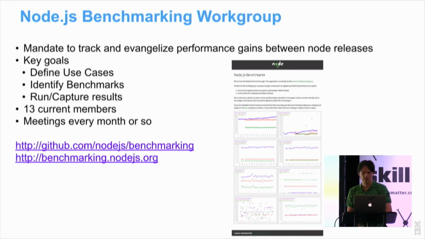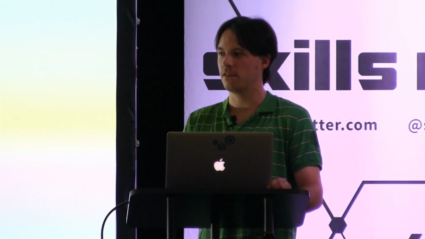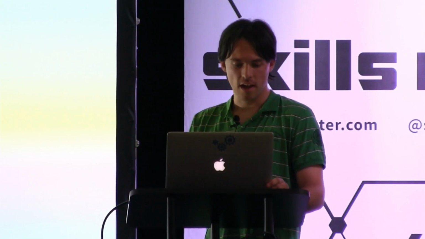The next bit I want to talk about is what we've been doing in the Node benchmarking workgroup. The workgroup has a mandate to track and evangelize performance gains between Node releases. We've been defining use cases, so where is it that people have been using Node, and what are the areas that we can look at to get as many real-world examples of people using Node as possible, so we can make sure we're looking in the right places for any performance regressions.